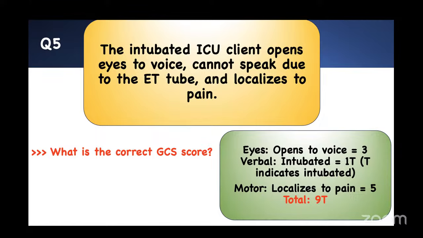And since I'm localizing, old Ben localize, I'm trying to find where the pain is coming from, I'll subtract 1 from 6, and I will get 5. So this patient is a total of what? 9. And so that's the GCS for this patient.